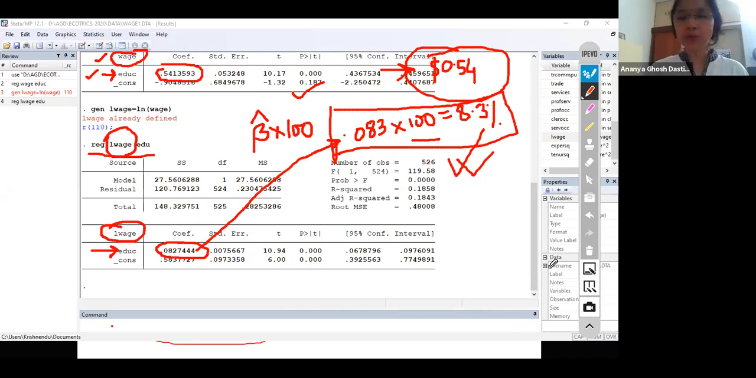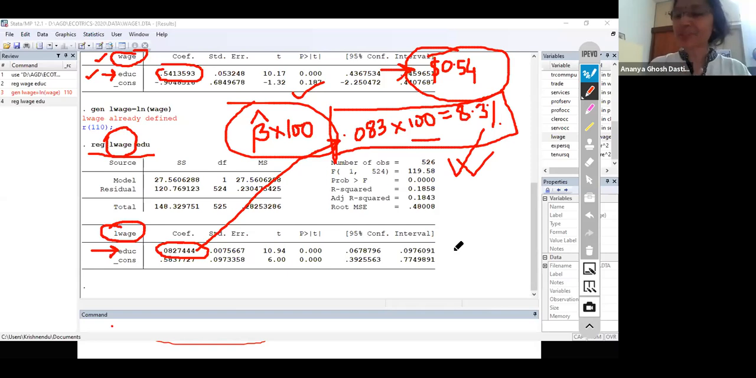Now, how did I get this? How did I get this beta into 100 and so on? To understand the interpretation of coefficients in models with non-linearities, in models with log terms, let me take you to some theory, because that will help you understand. Something very basic that we started with is where we now have to go back to.